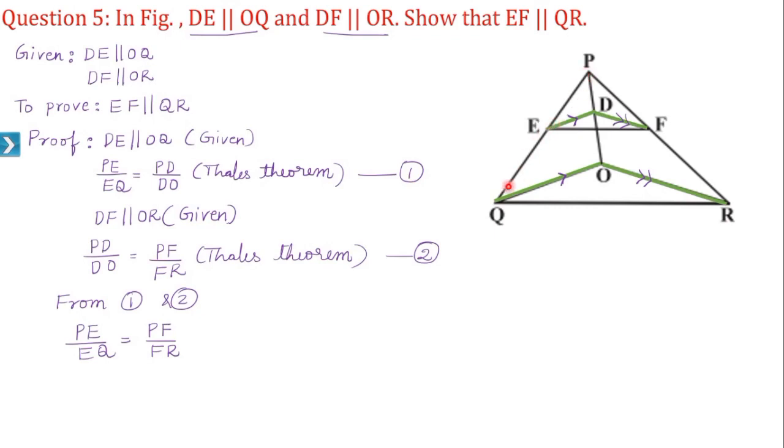Now look at the figure. We got PE by EQ is equal to PF by FR. Means the sides PQ and PR are divided in the same ratio by the line EF. EF divides PQ and PR in the same ratio. PE by EQ is equal to PF by FR.